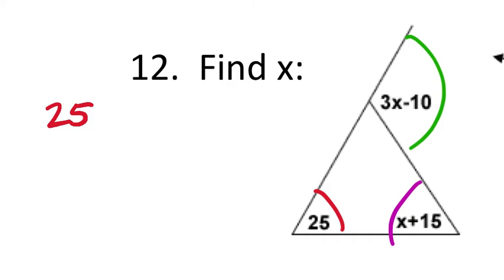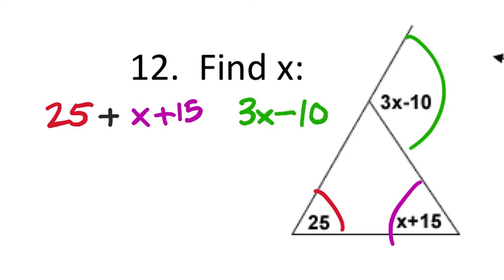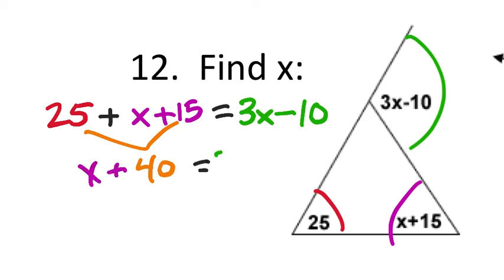We got the 25 in red, we got the x plus 15 in purple, and then the 3x minus 10 in green right there. But if you take the purple and the red one and add them together, it should equal the green one right here, okay? So this becomes an equation for us to solve as well. And to solve it, I'd combine my like terms, the 25 and 15, which is 40. So now I got x plus 40 equals 3x minus 10.